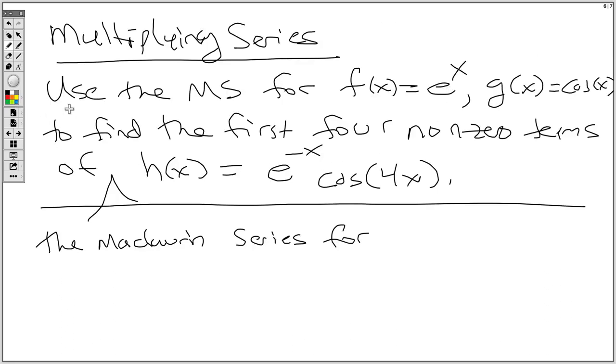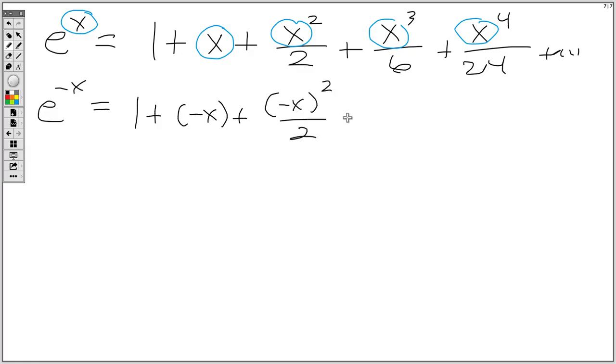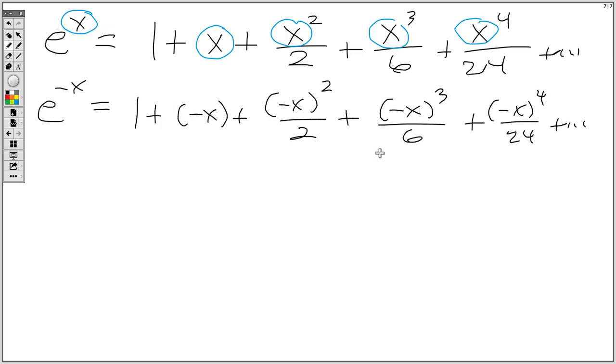So we need e to the minus x. So all I need to do is, everywhere I see an x in my expression for e to the x, either literally or in my mind's eye, replace the x with the quantity the opposite of x. So this would be 1 plus the opposite of x plus the opposite of x squared over 2 plus the opposite of x cubed over 6 plus the opposite of x to the fourth over 24, and so on. And remember, odd powers are going to keep the negative. The even powers will absorb it.